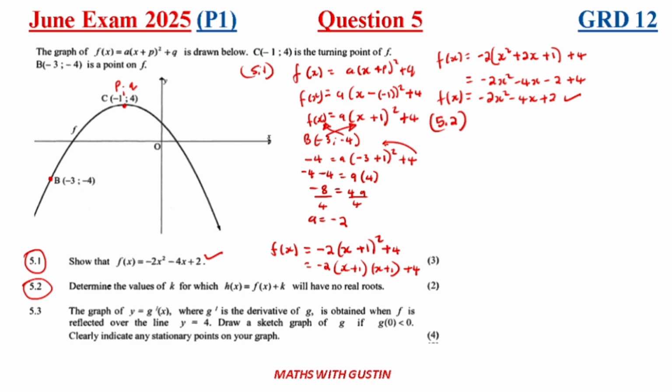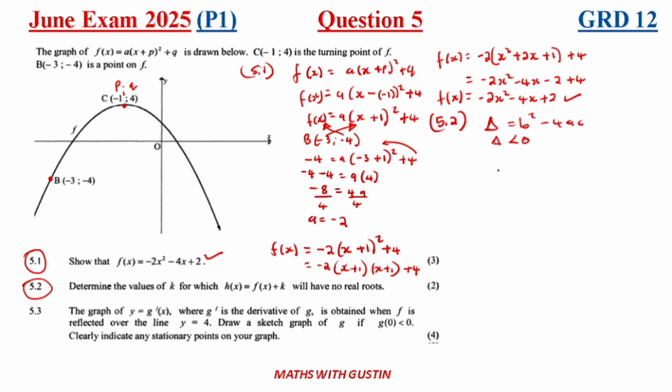Right, so now let's have a look at 5.2. Determine the value of k for which f of x has no roots. So this is nature of roots. Basically, immediately when they talk about roots, you think of the discriminant, which is given by b squared minus 4ac. Right. So in this case, they are asking for no roots. So we're going to look for a situation where the discriminant is less than 0.